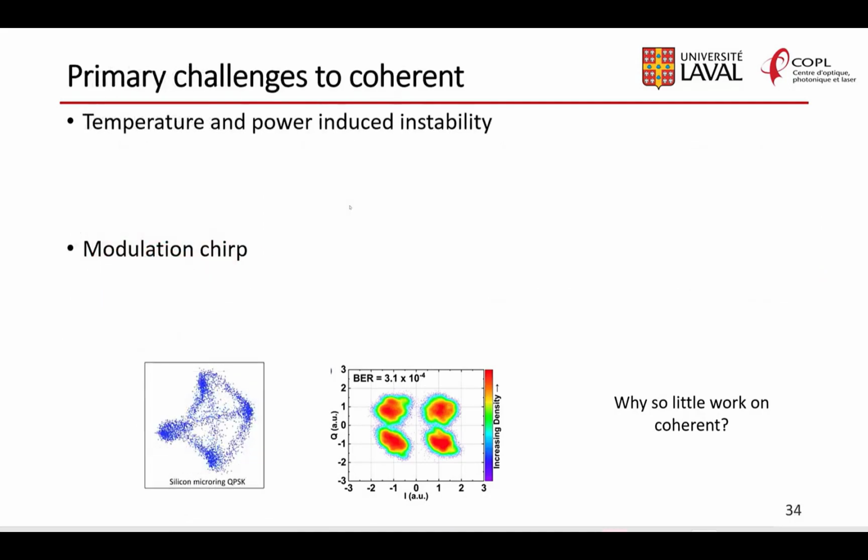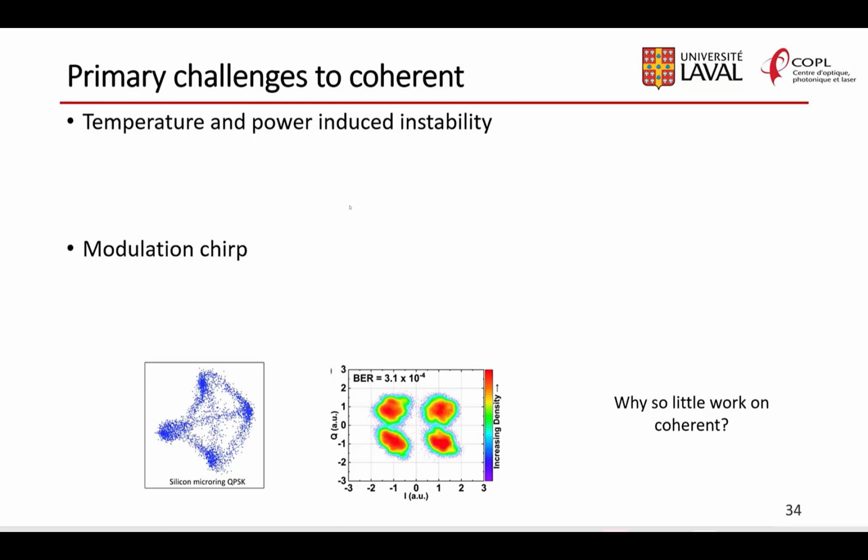So why is there so little work in coherent with microring modulators? Well, there are two reasons. The first challenge is temperature and power-induced instability. Microring modulators are resonant devices, so they're easily influenced by changes in temperature and power. The second one is modulation chirp. So I said that there was a distorted QPSK constellation diagram here. And if you look at the oversampled version, you can see the distortion introduced by the chirp of these devices.